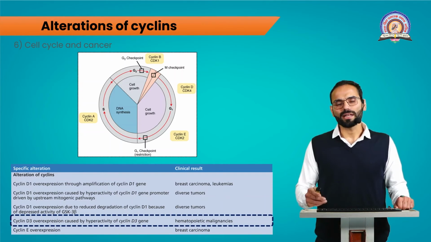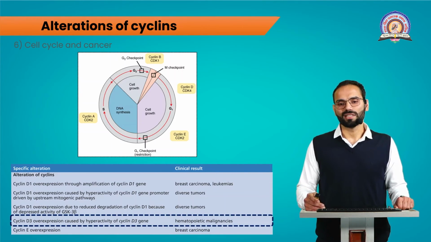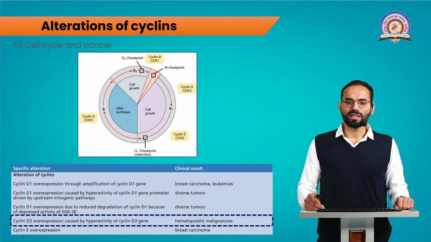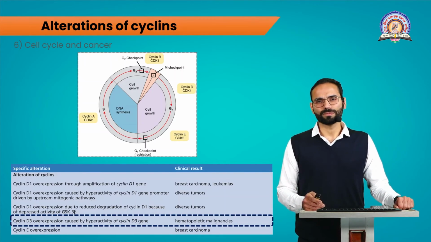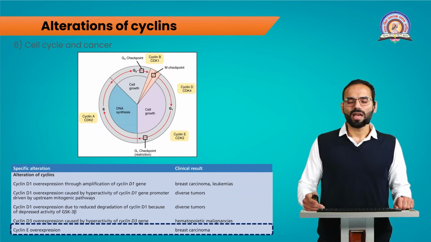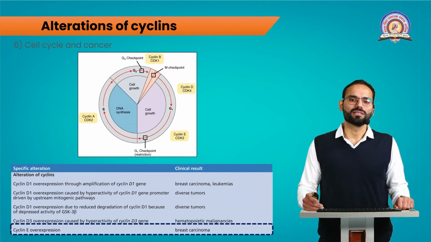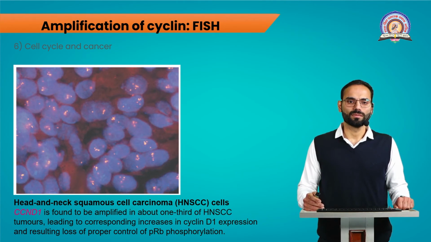And thirdly, cyclin D3 overexpression is also brought about by hyperactivity of the cyclin D3 gene. And that has been observed in hematopoietic malignancies. Another cyclin which gets overexpressed is cyclin E, and that is typically observed in breast cancers. So what happens when these cyclins get overexpressed? This overexpression or amplification of the copy numbers of cyclin can be detected by using FISH. FISH is nothing but fluorescence in situ hybridization.